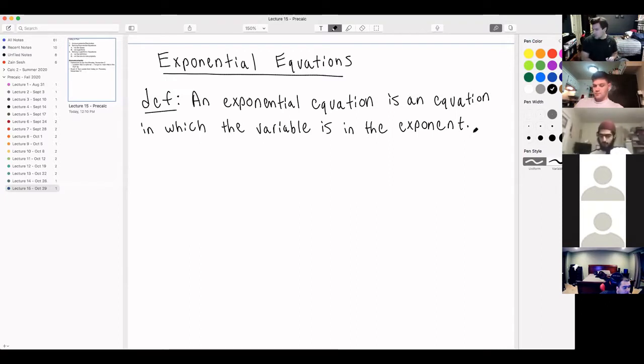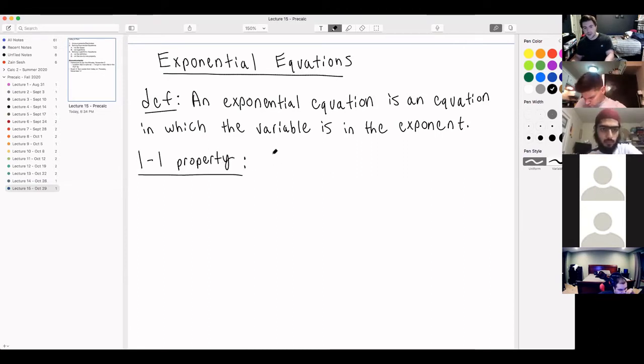Okay, so yeah, we're going to have an equation. We're going to want to solve for x, but that x will be present in the exponent of an exponential expression. All right, so we're going to develop some tools to solve these kinds of equations, all right? And one of the tools will be called the one-to-one property, all right? Okay, so here we go.